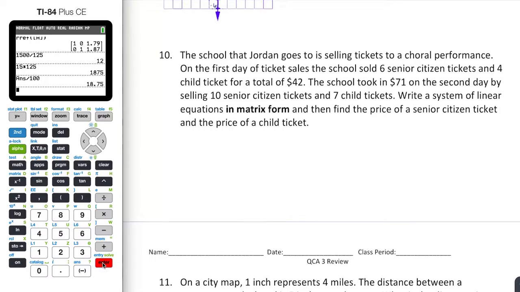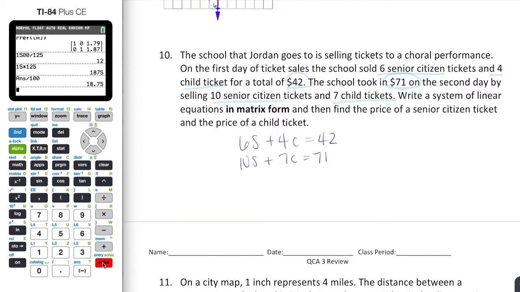All right, next one. The school that Jordan goes to is selling tickets to a choir performance. The first day of sales tickets, they had 6 senior citizen tickets, 4 children's tickets for $42. Had $71 on the second day with 10 senior citizen tickets and 7 children's tickets. So this is just like that one that we did in the beginning. So we're going to have the two equations. We're going to have 6 senior citizen tickets plus 4 children's tickets for $42. The second one, we're going to have 10 senior citizen tickets and 7 children's tickets for $71.